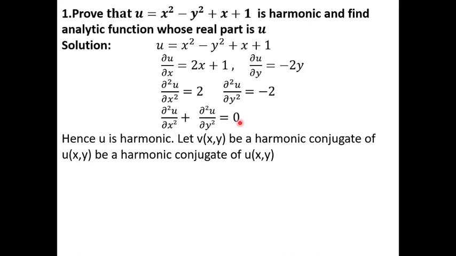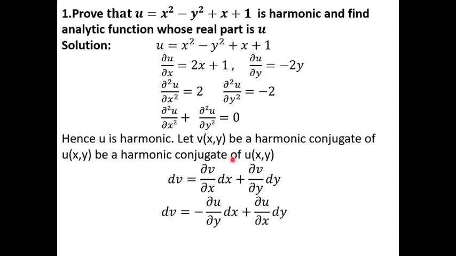Hence by the total derivative, dv is equal to dou v by dou x into dx plus dou v by dou y into dy. Now by the CR equations, dou v by dou x is minus dou u by dou y, and dou v by dou y is dou u by dou x. Substitute the values. Dou u by dou y is minus 2y, that is plus 2y into dx plus, what is dou u by dou x? 2x plus 1 into dy.